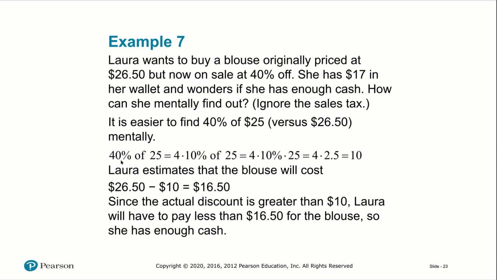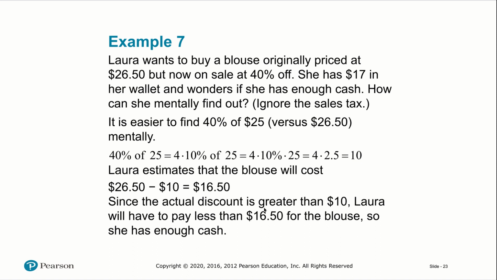Think of 40% as 4 times 10%, right? Now we know 10% is 1/10, and 1/10 times 25 is just going to give us 2.5. So we get 4 times 2.5, which is what? 10, right? Now, Laura estimates that the blouse will cost $26.50 minus 10, or around $16.50.